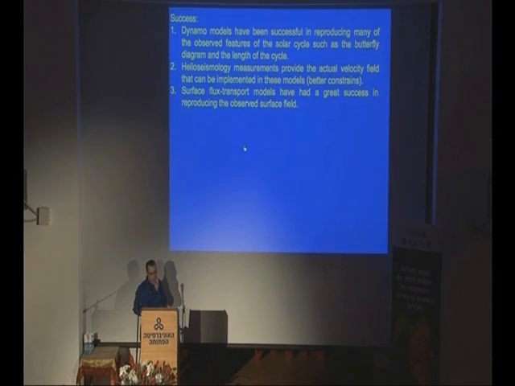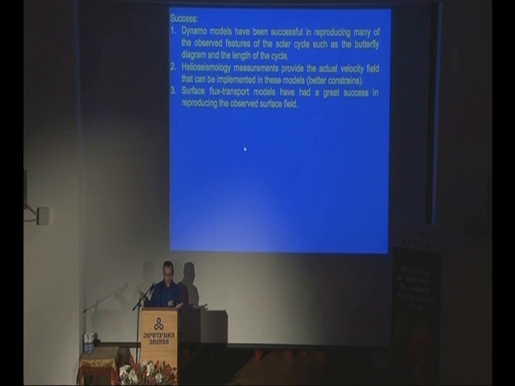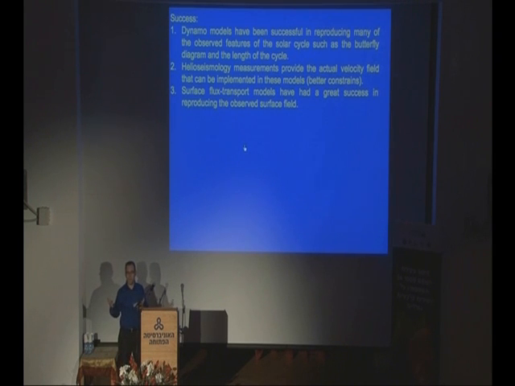So dynamo models are pretty successful in reproducing some of the observed features of the cycle. Helioseismology measurements have become much better, so we have real data about the motions that we need to put in the models in order to obtain the solution. And models for the surface are extremely successful because they reproduce what we see. On the other hand, they're only 2D and they're limited to the surface.